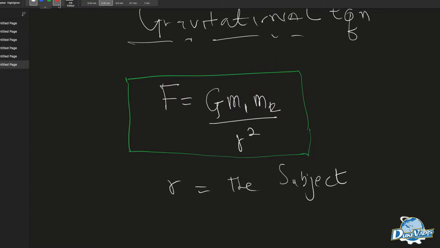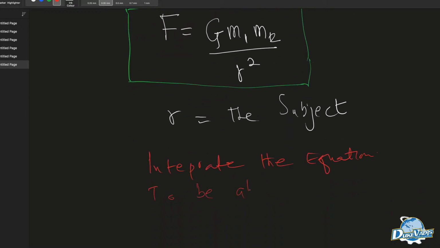Well, I've been saying that for every change of subject that you find yourself involved with, all you have to do is to be able to interpret the equation. What I mean is to be able to break the equation down. If you can interpret the equation, then we are almost through. So let's look at this question.